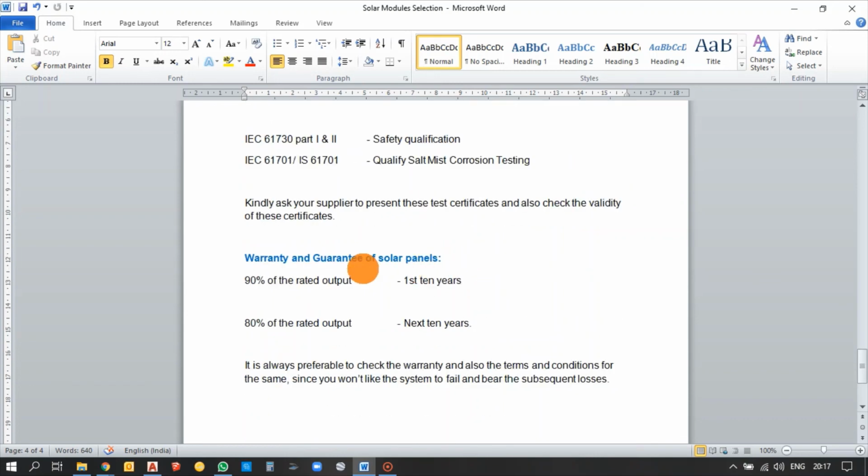And going with warranty and guarantee for the solar modules, 90% of the rated power for the first 10 years should be provided by the manufacturer. So in case you have a 100 watt peak module, 90 watts should be generated for the first 10 years, and 80% of the rated power for the next 10 years. So it is preferable to check the warranty and the terms and conditions from the manufacturer.